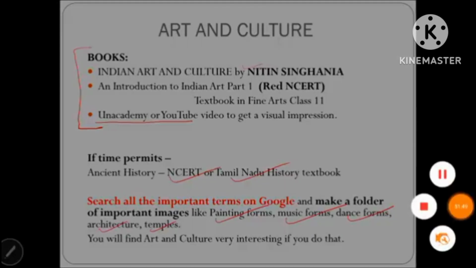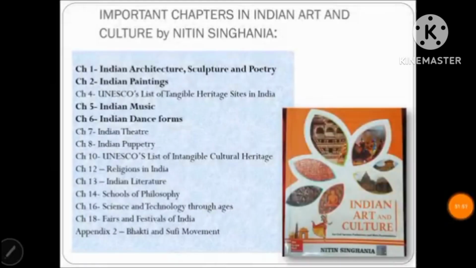This is the book, Nitin Singhania book. Okay, you can buy it from the market. And these are the important chapters. It's a very bulky book and becomes very difficult for revision at times. So what you do is you at least read these chapters, especially the ones that I have highlighted, and the other ones if you have time.